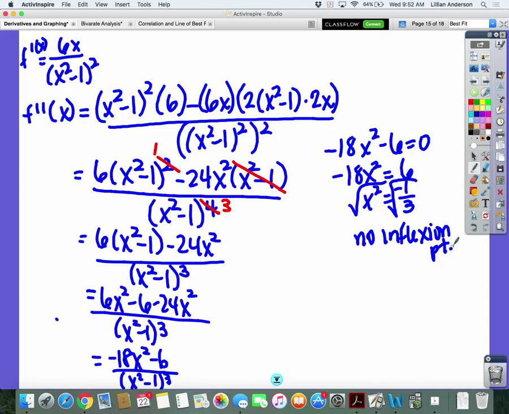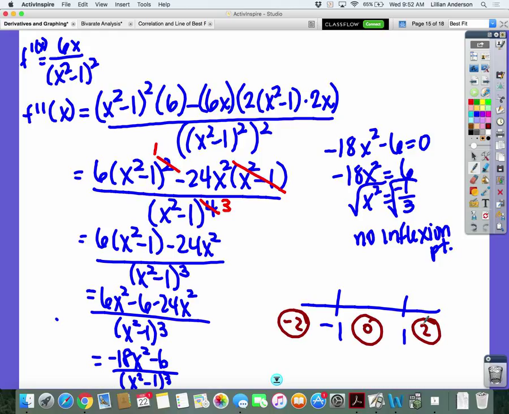But that still doesn't mean that we cannot do our number line, because we still have those asymptotes that we have to be aware of. Okay? So we'll do our second derivative, pick our test points, and plug into our second derivative: negative 2, 0, positive 2. We still need to figure out where it's concave up and where it's concave down.